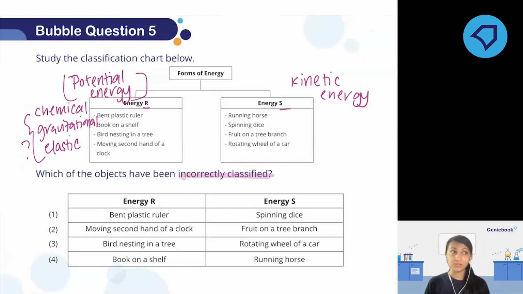Chemical potential energy is the one that you can find in food, stored food, or in a battery. So the answer is 2 because this one should have been KE. And the fruit on the tree branch, it's just hanging there. What type of energy is it? Should be just potential energy, or in more detail, gravitational potential energy, but we just keep it to PE. Potential energy. All right.